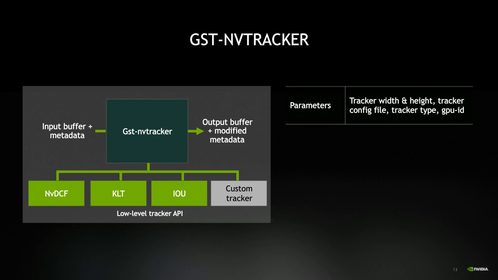The various trackers available are NVDCF, KLT, and IOU. Developers also have an option to add a custom tracker in the tracker plugin. We'll have a tutorial in the future on adding a custom tracker in the DeepStream pipeline. Developers can configure various parameters such as tracker width and height, tracker type, and GPU ID for GPU-based trackers.